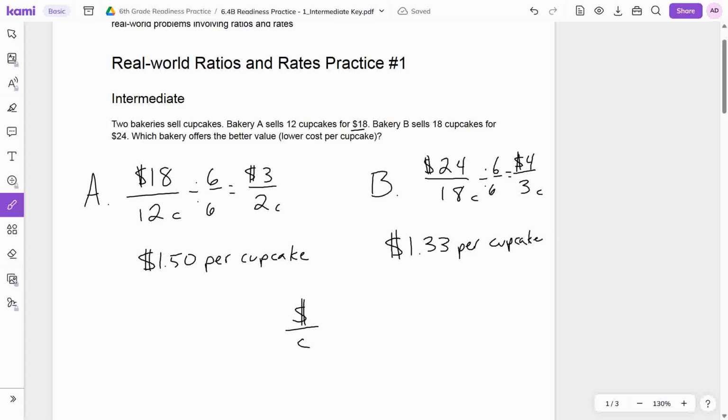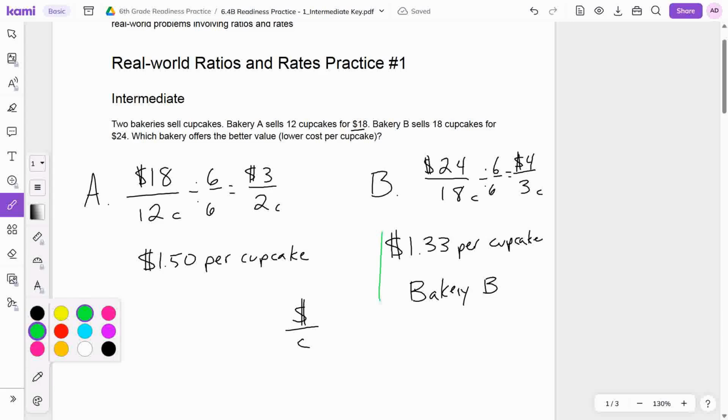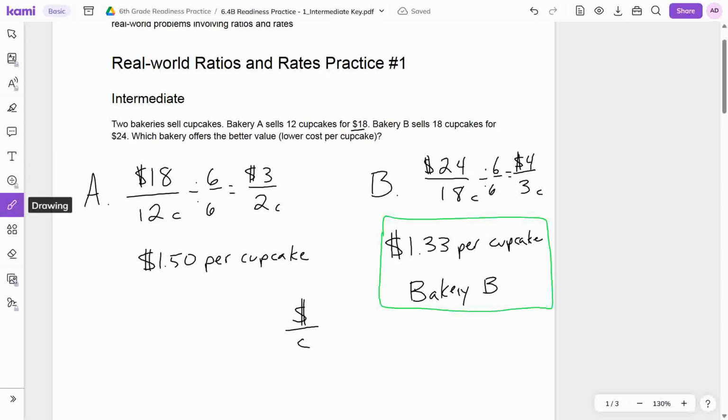All right, so the question is which bakery offers the better value, has the lower cost per cupcake? It is going to be Bakery B has my better value. They are $1.33 per cupcake as opposed to $1.50, but I had to find that unit rate to figure that out.